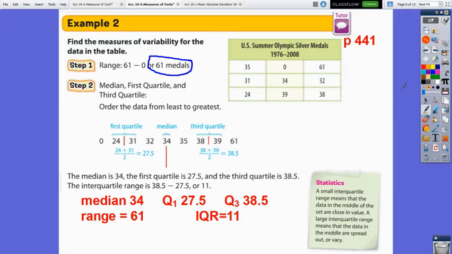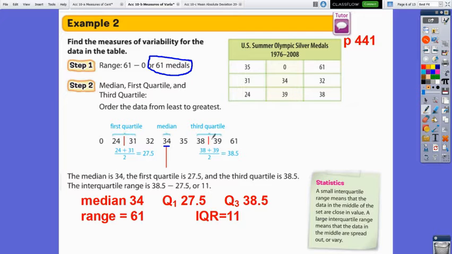Then you have to find your median, which is a middle measurement, but you need that to calculate the first and third quartiles. So the median, the middle number here, because there's an odd number of data points, is 34. That's the median. There are 4 numbers in the lower half. We split them in half and find the median of these 4 numbers, which means I need the average of 24 and 31, which is 27.5. That's my Q1 number.